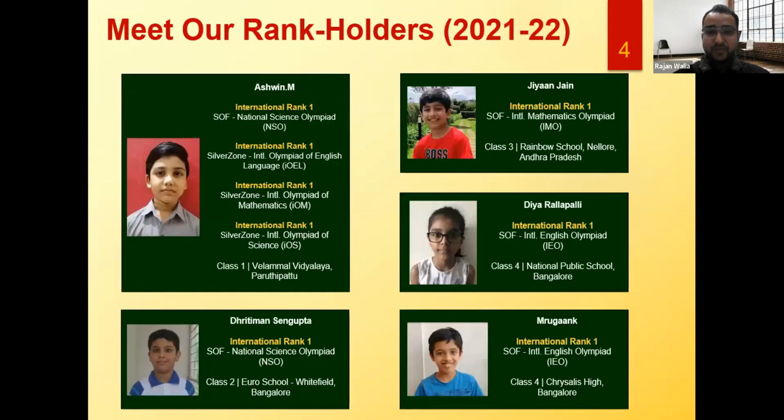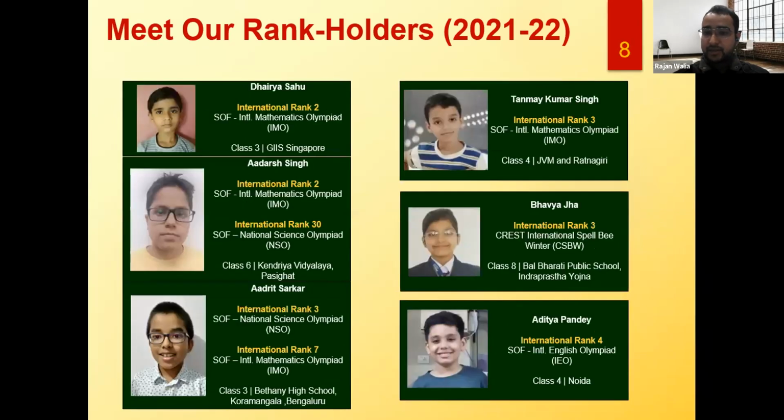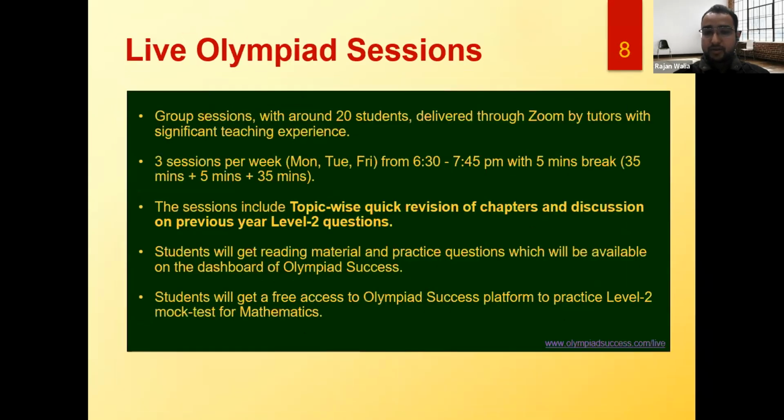Now, meet the rank holders for session 21-22. Many students in Olympiad Success got international ranks in different Olympiad exams. Now, students, about this course. There will be around 20 students in the class, and the classes will be conducted on the Zoom platform only. There will be 3 sessions per week. The days are Monday, Tuesday, Wednesday and Friday, and the class timing is 6:30 to 7:45 p.m.